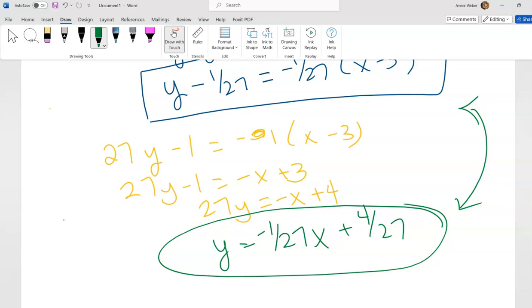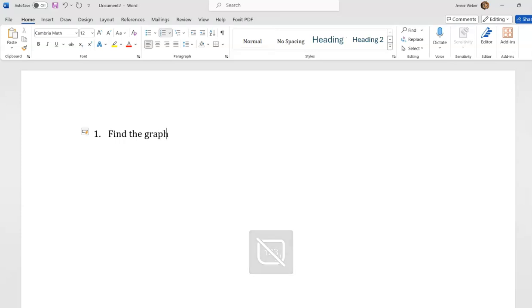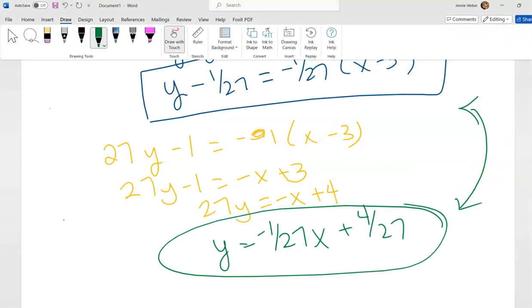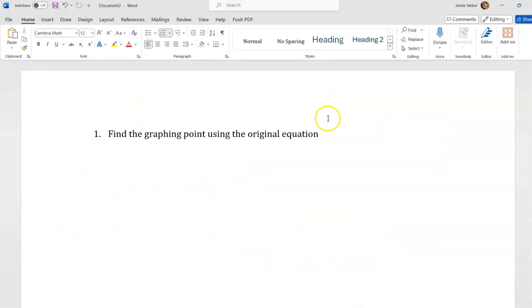Okay. And I'm going to actually come over here, and I have these in the notes, but I'm still going to go over them again right now. The first step is find the graphing point using the original equation. So what I mean by that is when we looked at the example that we had right here, we put that into the equation as given. This one right here is our original equation, whereas this right here is our derivative, our y prime. Okay, so we're going to find the graphing point using the original equation.